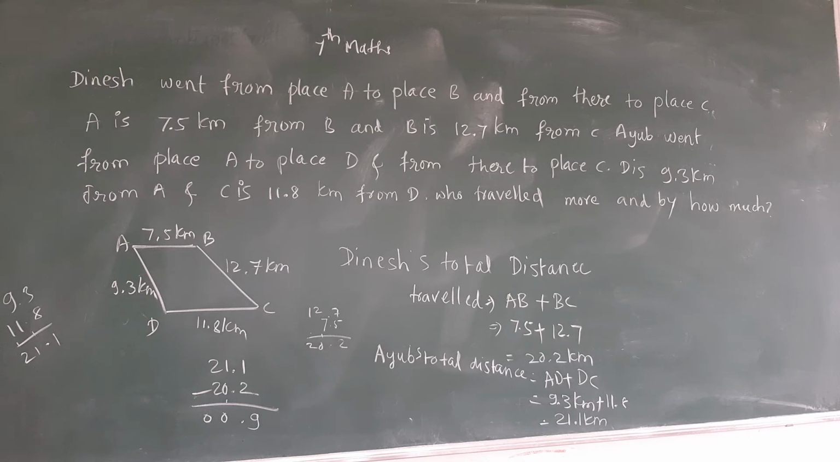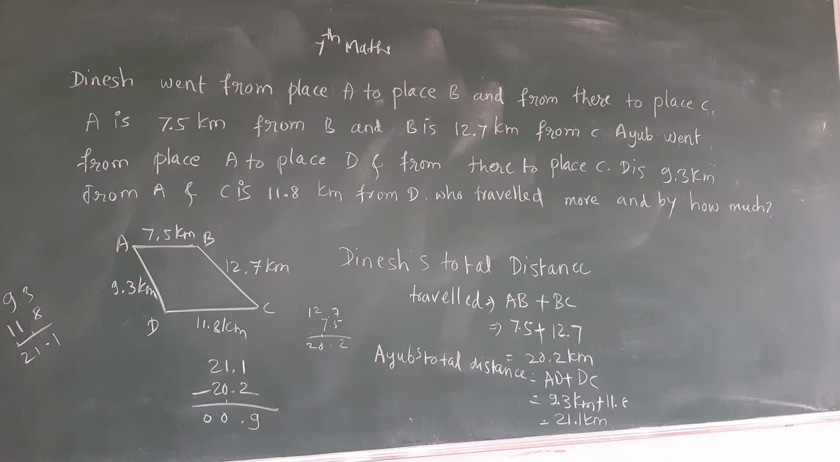We have to understand the statement first. Dinesh went from place A to place B, which means he traveled from A to B first and then from B to C. How much distance he traveled, that we are going to find first. That is AB plus BC, that is 7.5 kilometers plus 12.7 is 20.2 kilometers. That is the total distance traveled by Dinesh.